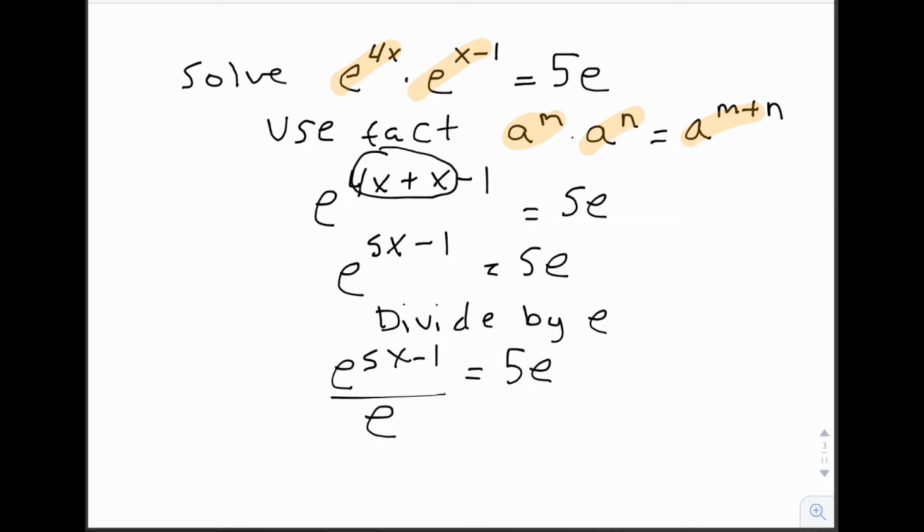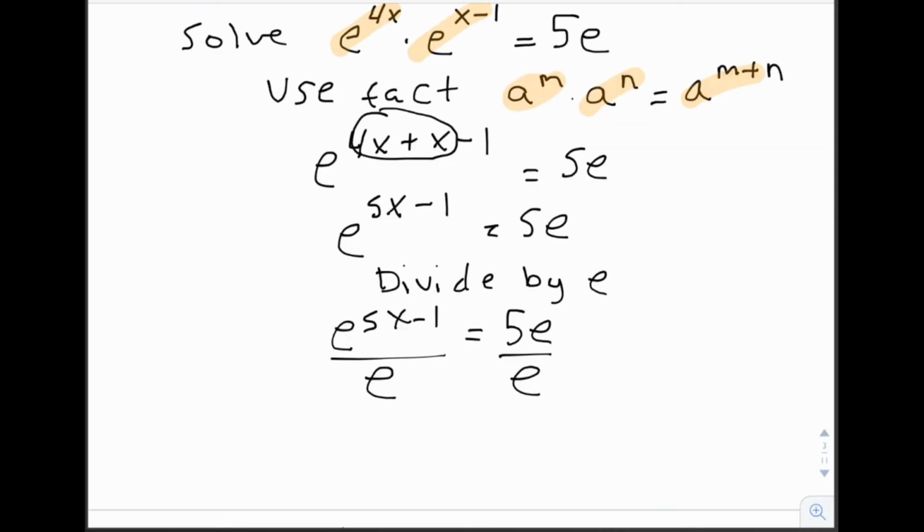If we divide by this e here, what this should give us is e raised to the 5x minus 2, and that is going to be equal to 5. And the reason I divided by an e here is because I saw that we had a 5e on the right hand side, and I want to go ahead and get rid of it. So in other words, we have e raised to the 5x minus 1 times, and since we divided by that e, really we could write that as e to the negative 1. So that's why it becomes e raised to the 5x minus 2.